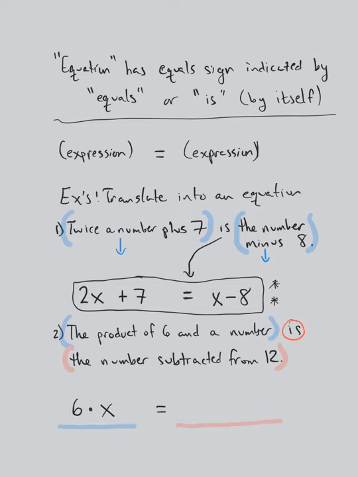Like that. And then the second one that's in red is the number subtracted from 12. Okay, this is one of those tricky wording ones. All right. We got subtraction. That part's fairly obvious. But which order does the subtraction go? The number is being subtracted from 12. So we're starting with 12 and we're subtracting the number. So it's actually 12 minus x.